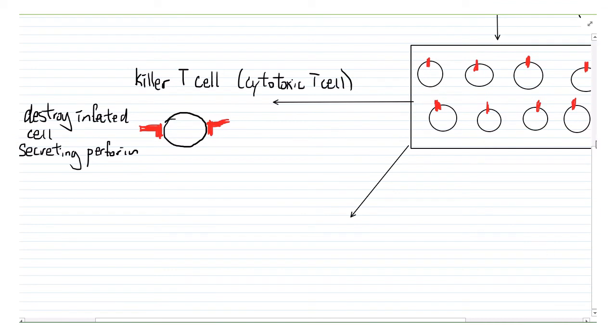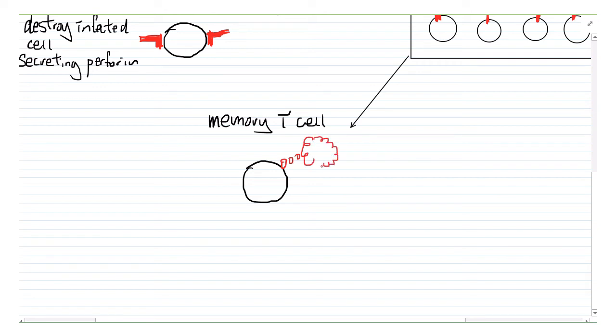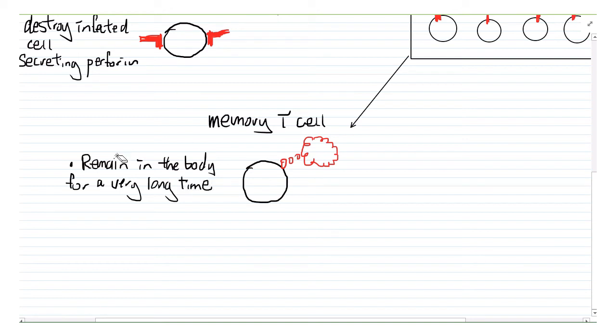Another choice that it has is it can become what's called a memory T cell. So the memory T cell, I'm going to give it a memory bubble. It remembers. The memory T cells will remain in the body for a very long time. Theoretically, it can remain there for a lifetime. But sometimes they do go away, and then you might lose the immunity a little bit.